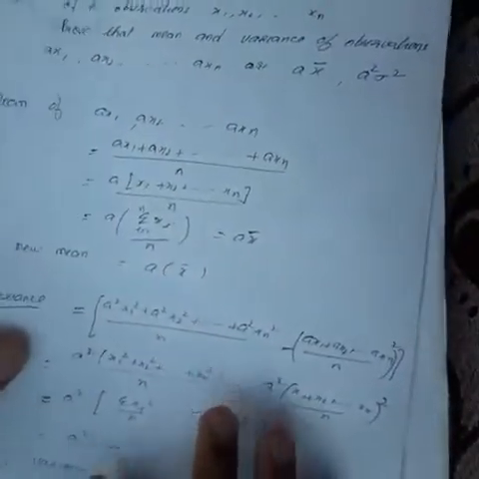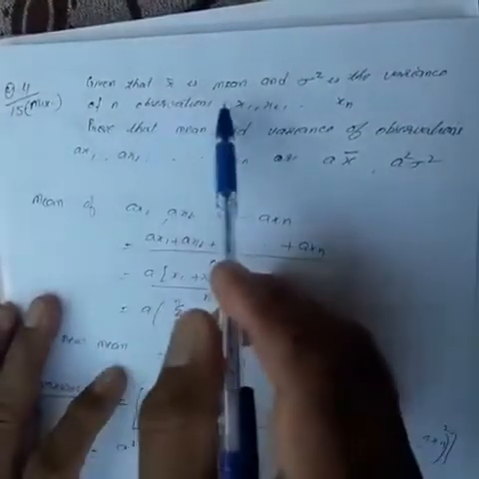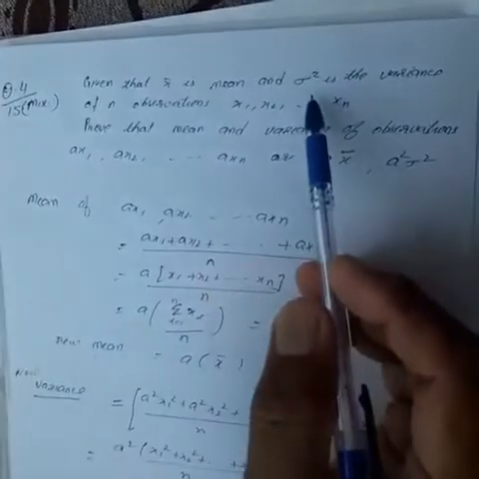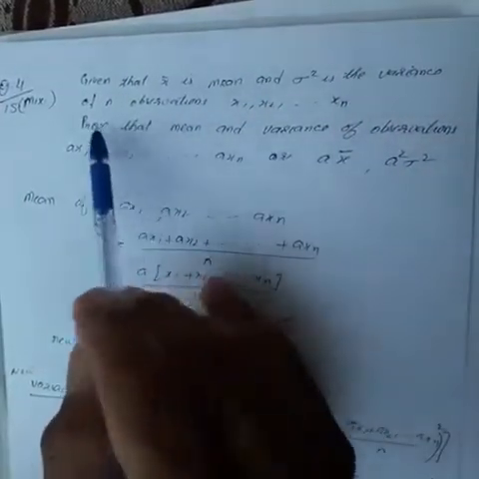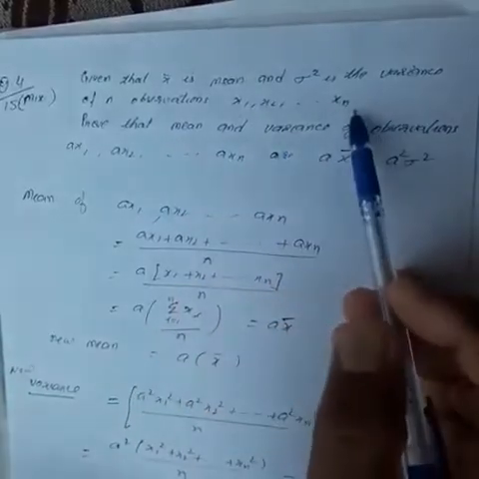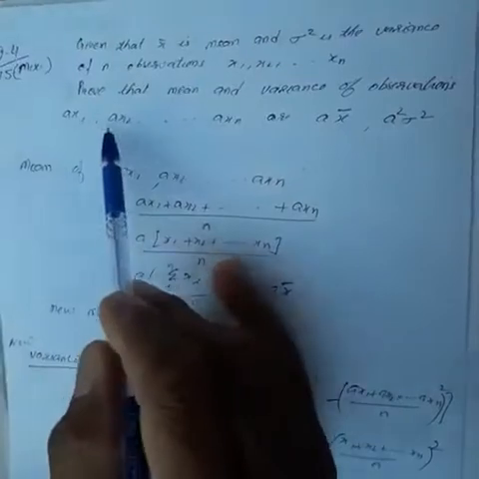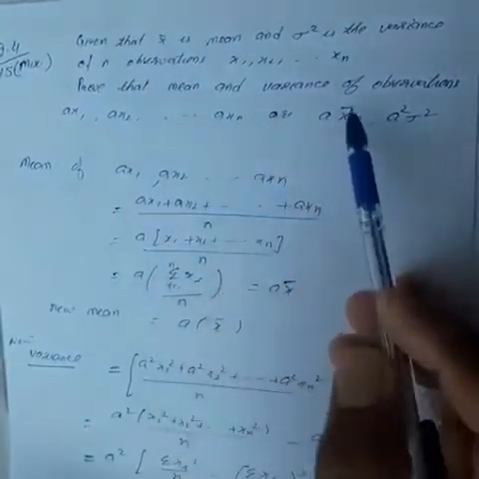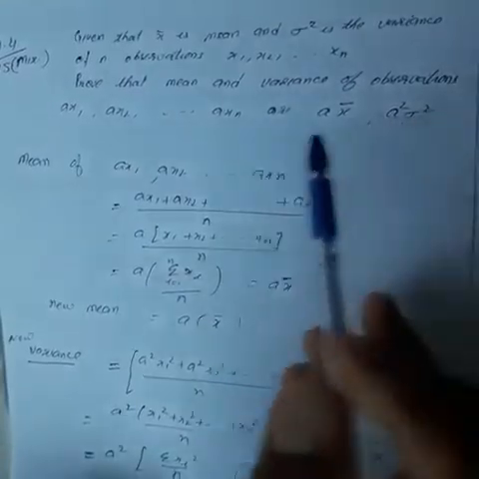On to question number 4. Given that x bar is the mean and sigma square is the variance, let there be n observations x1, x2 up to xn. Prove that mean and variance of observations a x1, a x2 and so on up to a xn are a x bar and a square sigma square.